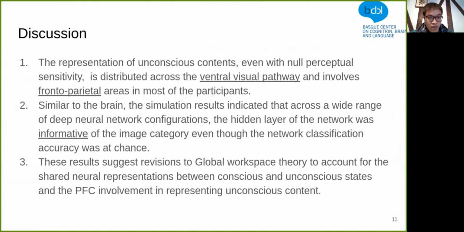What we want to emphasize in the end is, first, the representation of unconscious contents, even with no perceptual sensitivity, is distributed across the ventral visual pathway and involves fronto-parietal areas in most of the participants. Secondly, similar to the brain, the simulation results indicated that across a wide range of deep neural network configurations, the hidden layer of the neural network was informative of the image categories, even though the network classification accuracy was at chance. These results suggest revision to the global workspace theory account for the shared neural representations between conscious and unconscious states, and the PFC involvement in representing unconscious content.